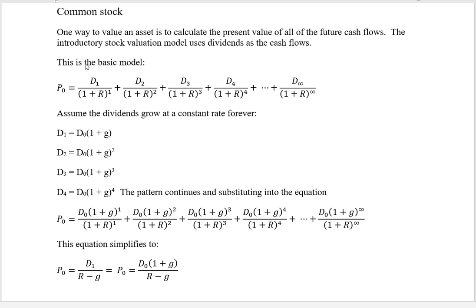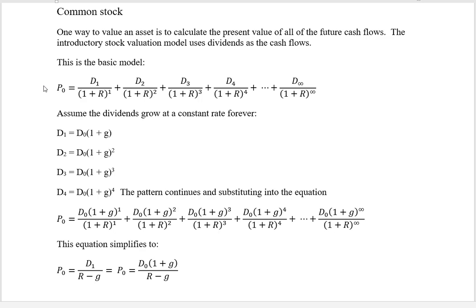So let's start looking at the basic model. You can see I've got this equation right here. P0 is equal to D1 divided by 1 plus R raised to the first power plus D2 divided by 1 plus R raised to the second power, and on like that. In other words, I'm getting the present value of all the future cash flows. In this model, we assume that the future cash flows are dividends.